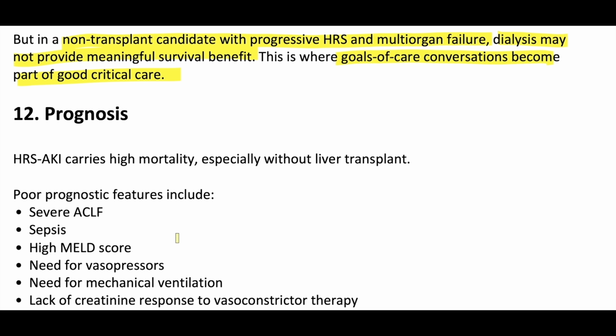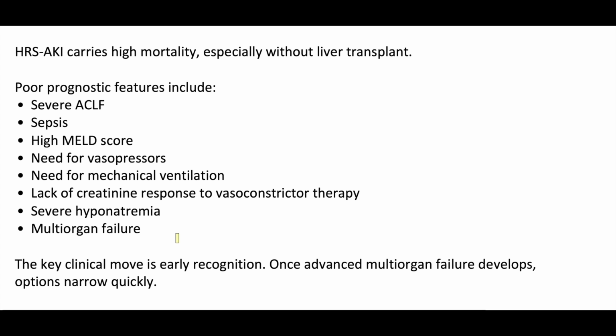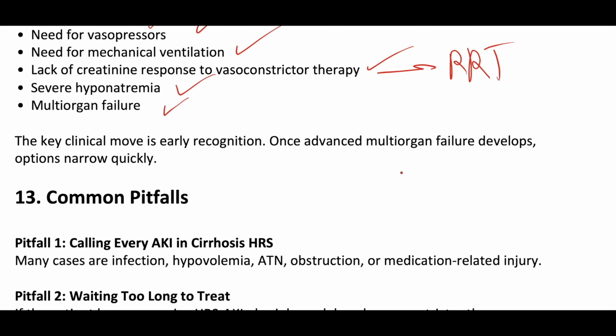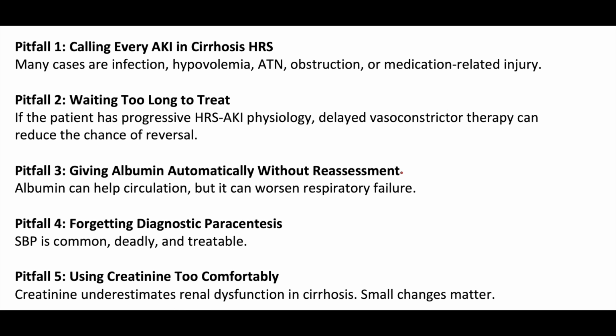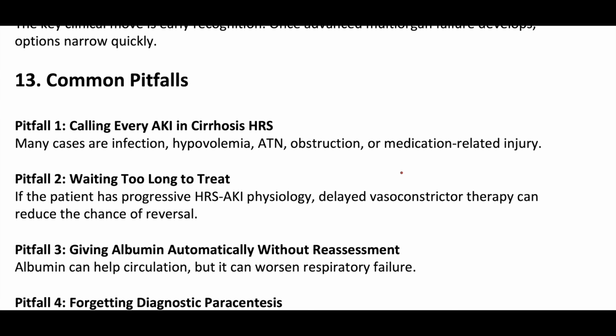All right, prognosis for these patients, we're getting close to the end. HRS-AKI carries a high mortality, especially without liver transplant. Poor prognostic features include, the normal stuff you'd think about: high MELDs, sepsis, need for vasopressors, need for mechanical ventilation, lack of creatinine response, aka progression to renal replacement therapy, multi-organ failure, severe hyponatremia. These are all somewhat straightforward, obvious things. All right, we'll get into some common pitfalls, take-home points, and then 3 practice questions to see if we learned anything.